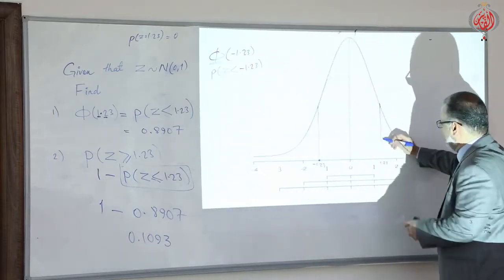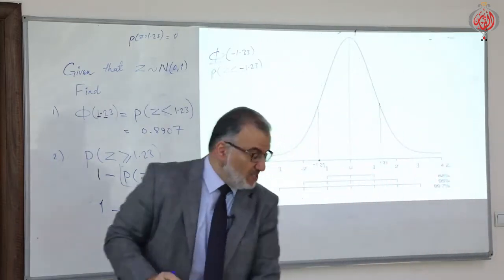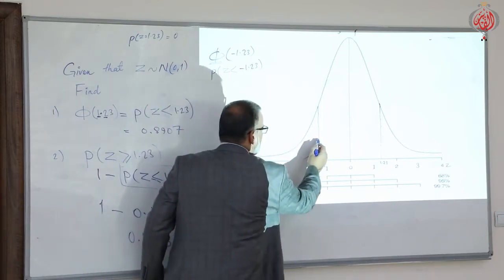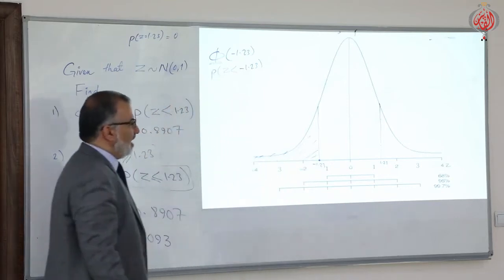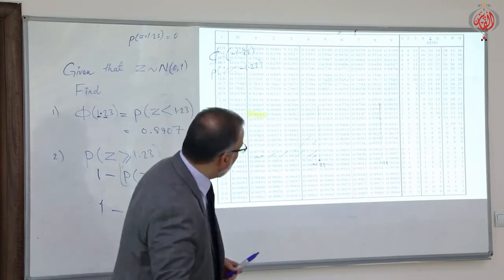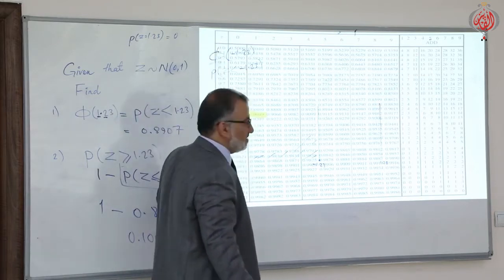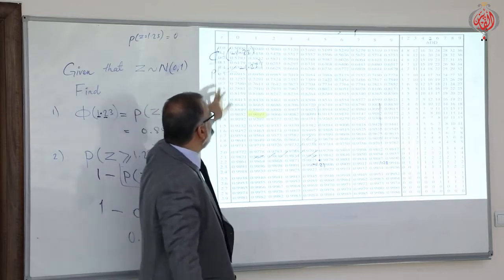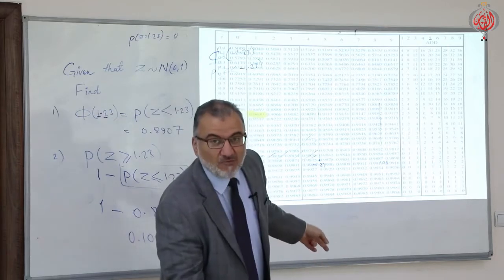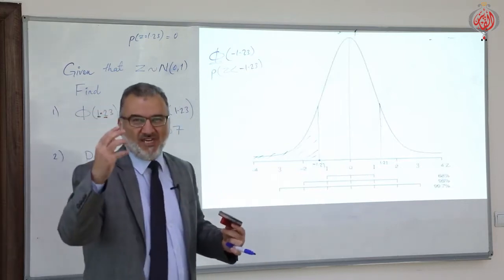Okay, now where is that area? It is that one, less than this value. How to find it? If you go to the table, do you find that you have negative values of Z? You don't have. You are just dealing with positive values of Z. You don't have negative. Okay, what to do in this case? In this case, we will use the idea of symmetry.